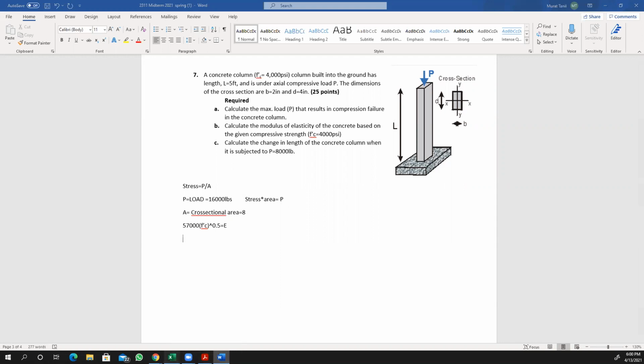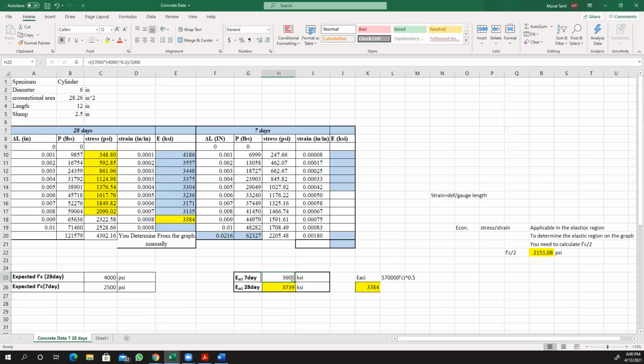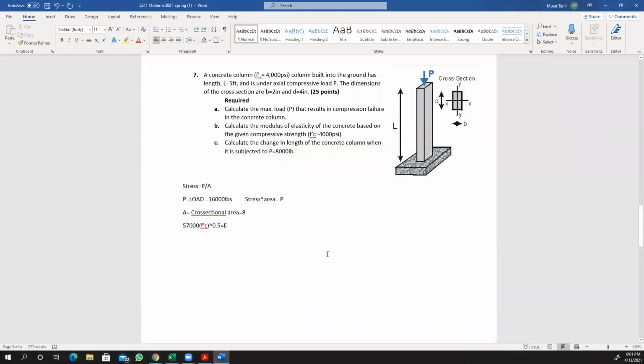I calculated in the KSI. If you don't divide by 1,000, then you get PSI. But if you don't specify the unit, that's a big problem, not even in the exam, because it makes a huge difference. KSI and PSI is a huge difference. So let's go to C.